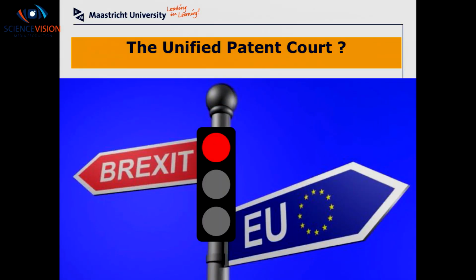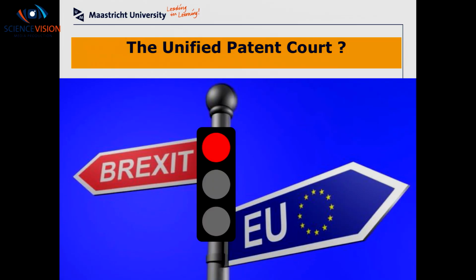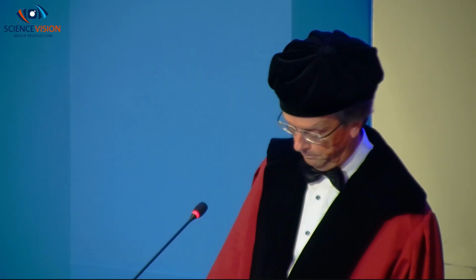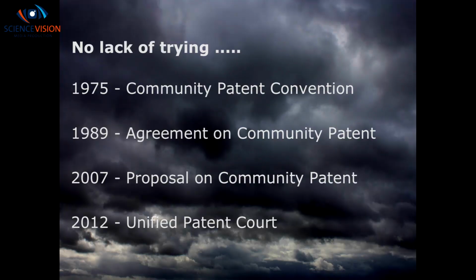Because the Unified Patent Court requires the signatures of the three leading patent jurisdictions in Europe, and that includes the United Kingdom, Germany, and France. And as you will all appreciate, now that the United Kingdom has decided that they want out, they're not going to sign anything that says Europe. So that Unified Patent Court will be something we probably won't be getting. Well, you can't blame us for not trying. There have been four attempts to get there.